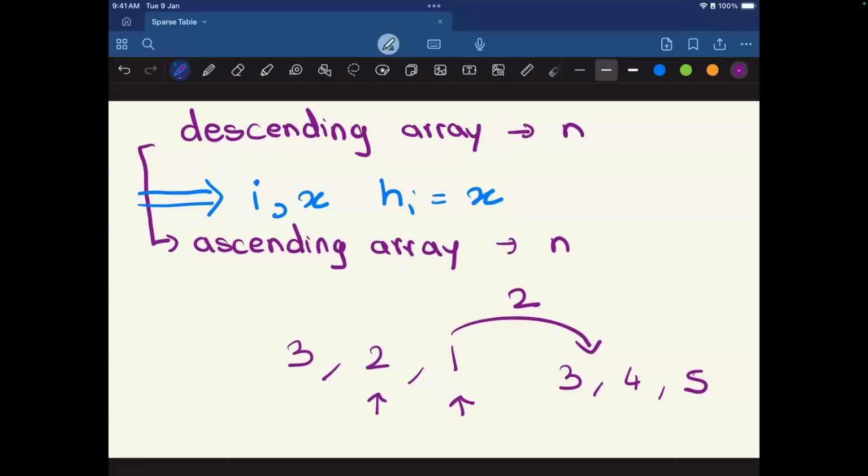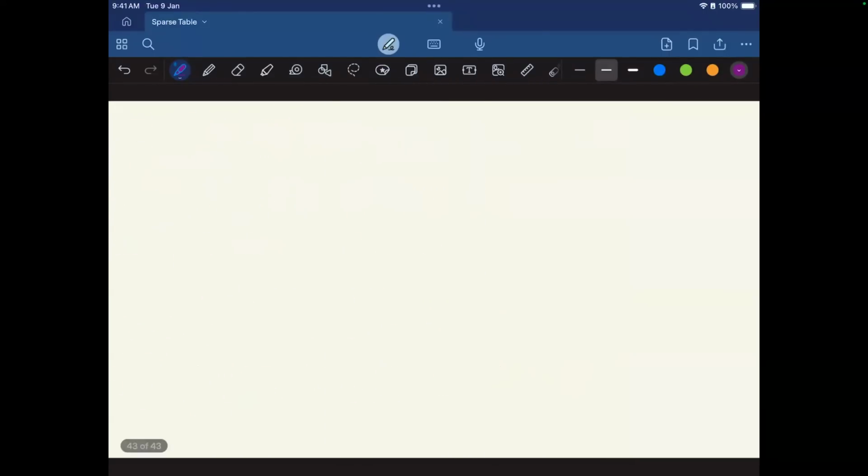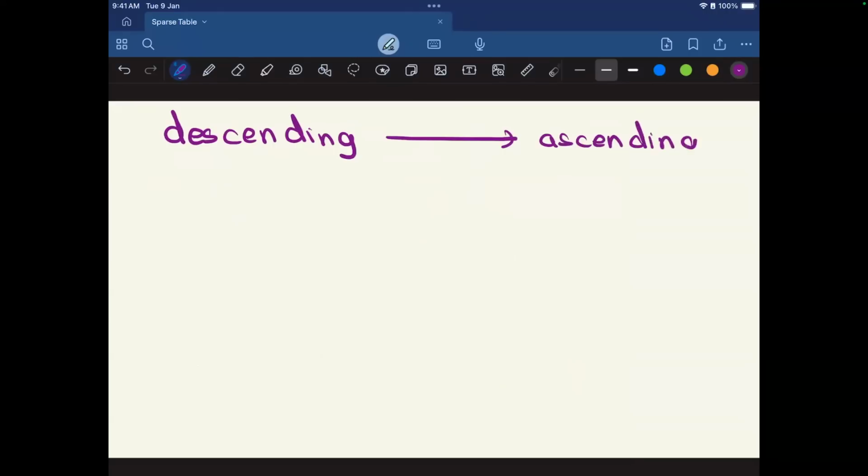Okay. Guys, we are given a descending array. Yes or no? And we need to make it into an ascending array. Let's take a simple example. Let's take something like 3, 3, 2, 2, 2, 1, 1.